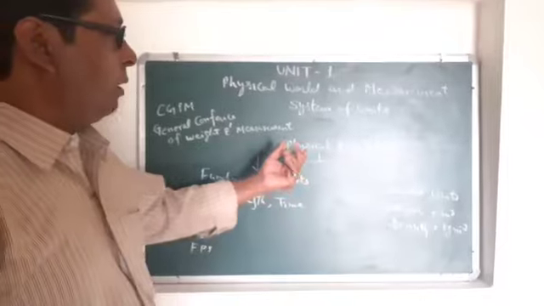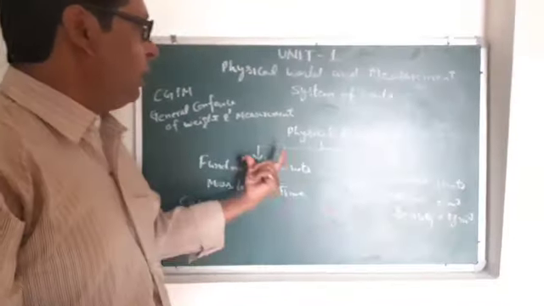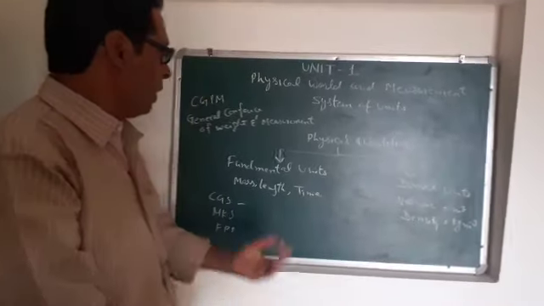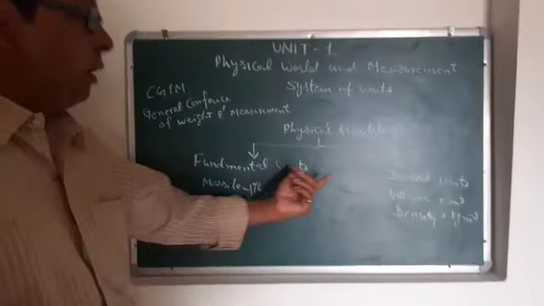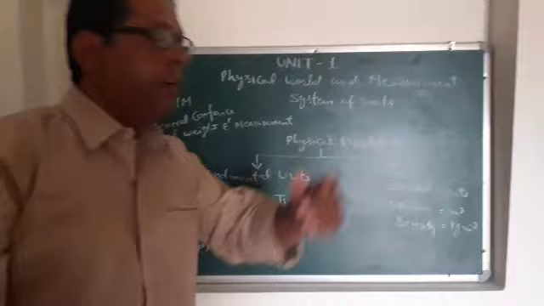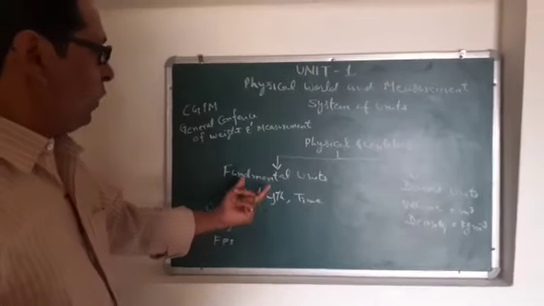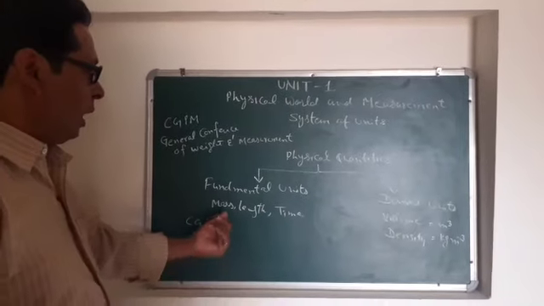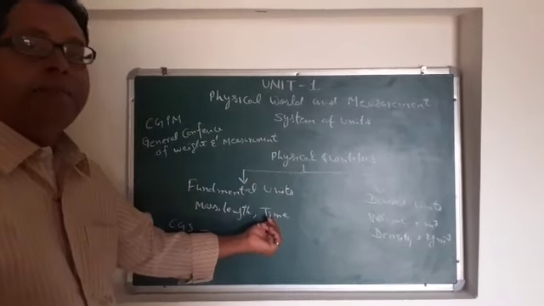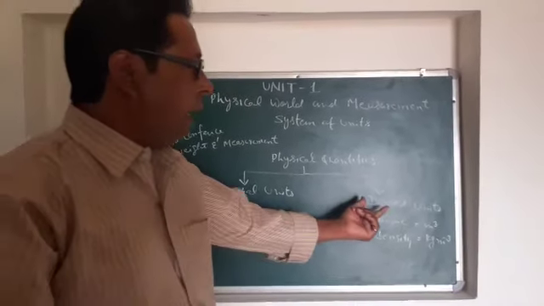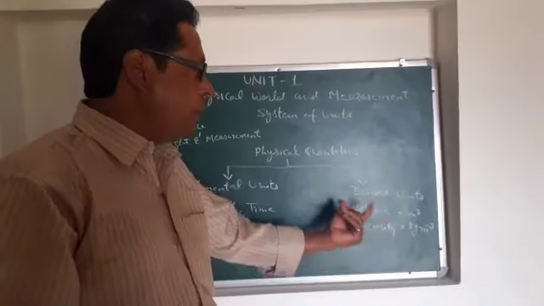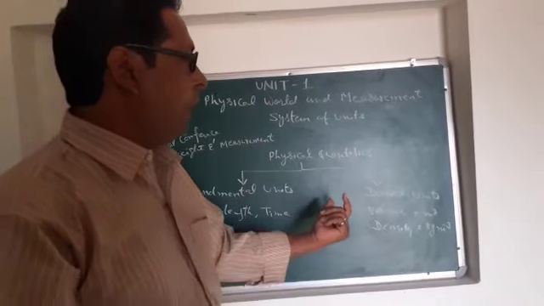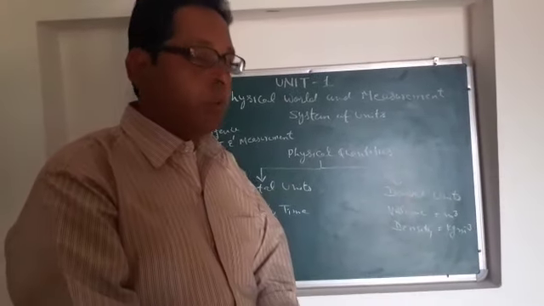Basically, physical quantities are divided into two categories: fundamental quantities or units, and derived quantities or units. The fundamental, or basic, quantities are mass, length and time. Derived units or quantities are those derived from the fundamental or basic units or quantities.